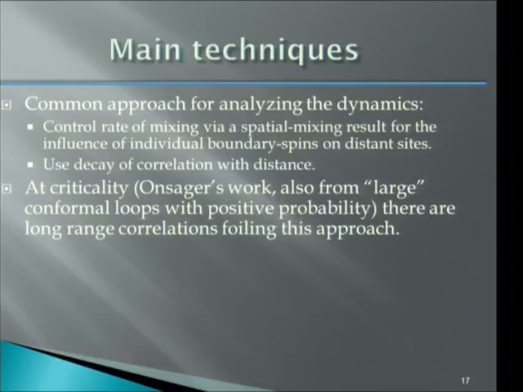However, at criticality, we know from Onsager that there is no exponential decay. There can be very long range correlations between sites, polynomial. So this destroys this approach immediately, because once you start thinking that this guy can have a polynomial effect and there are all the other guys that might also have a polynomial effect, these effects accumulate and you end up with nothing.